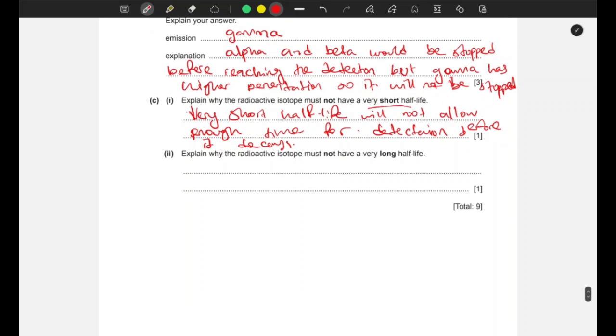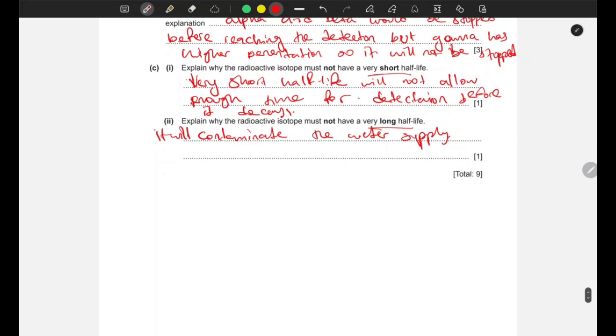Explain why the radioactive isotope must not have a very long half-life. So if it has a very long half-life, that means it would contaminate the water supply. So it will contaminate the water supply. That's our answer.